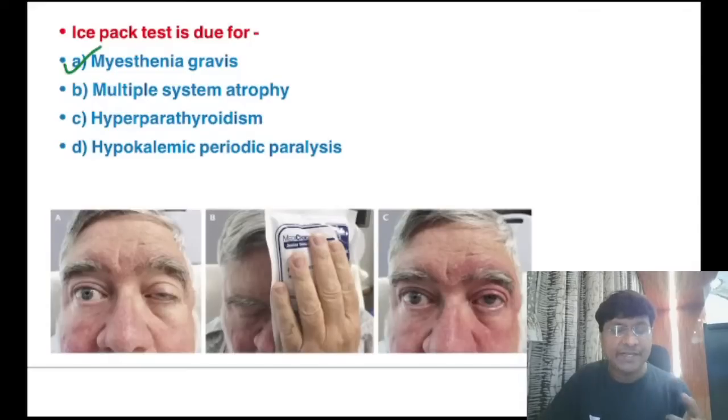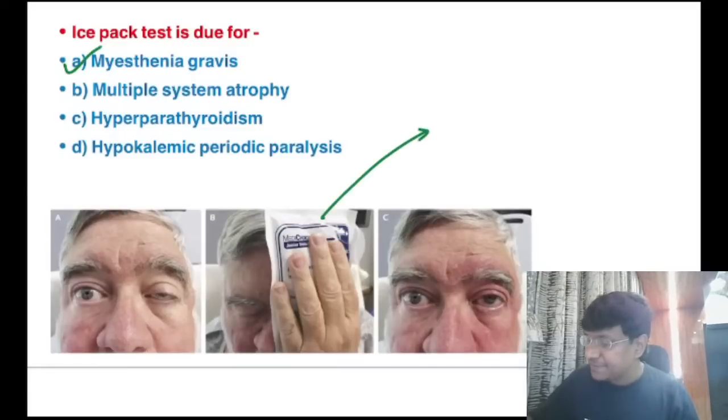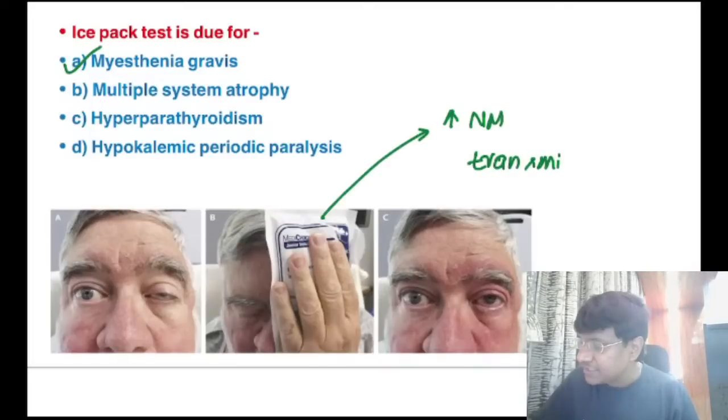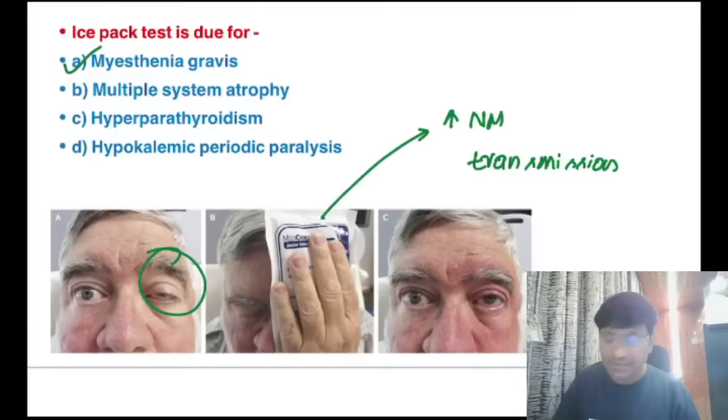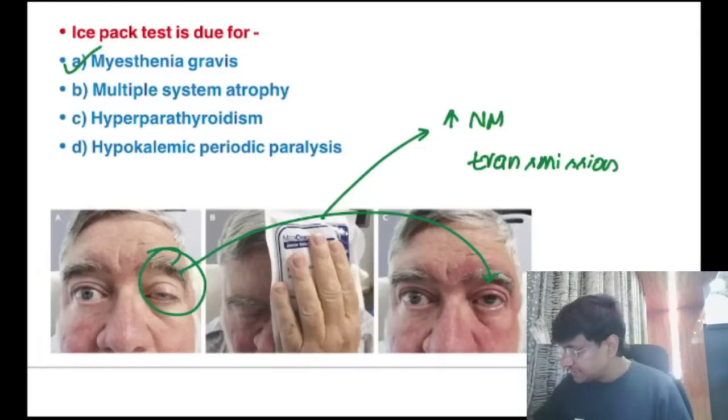Now, in what way is application of an ice pack useful for the diagnosis of myasthenia gravis? On application of an ice pack, there will be increased neuromuscular transmission. Because of increased neuromuscular transmission, the ptosis which was there will disappear, and thereby you can diagnose that the patient has myasthenia gravis. Now, that was a little simple question.